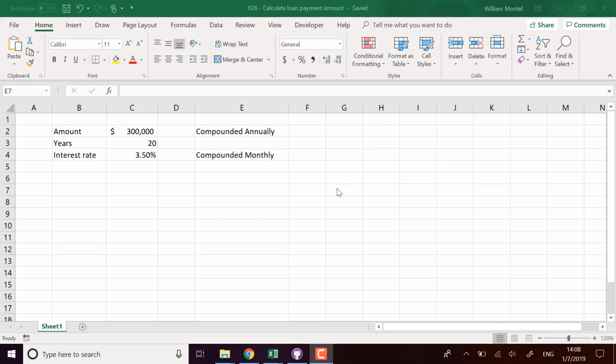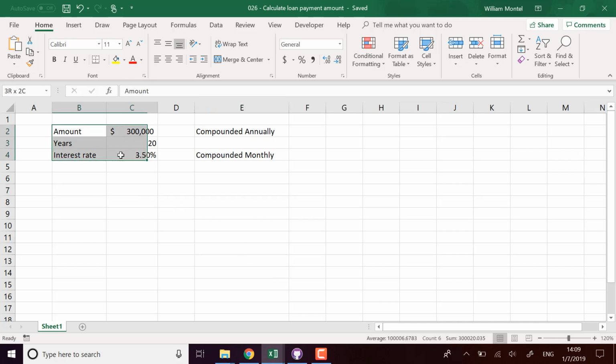Today I'm going to show you how to calculate the payment amount of a loan, the monthly payment you have to make on a loan, using Excel formulas. So what I'm going to do, I'm going to give you the file with all the formulas already set up that you can download right below the video. This way you can follow along with me and you can reuse it later if you want.